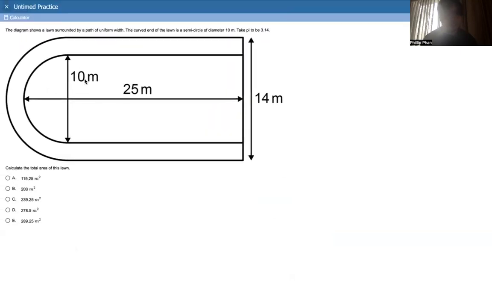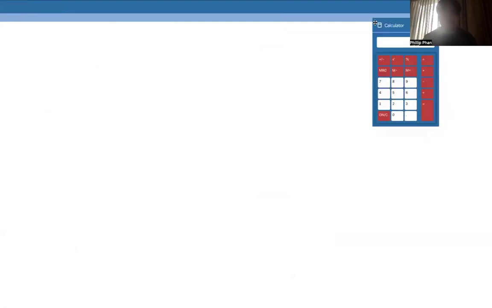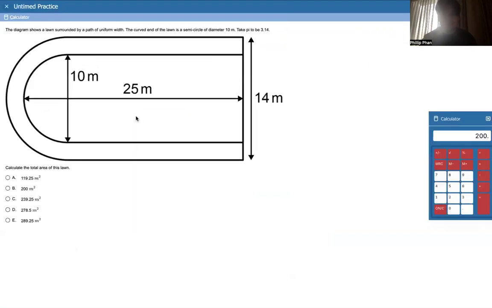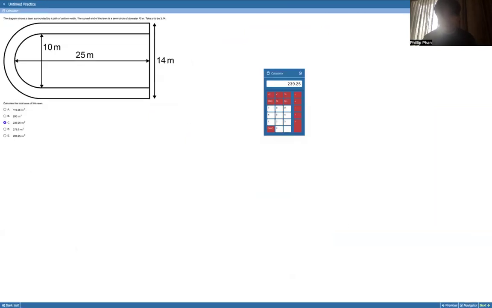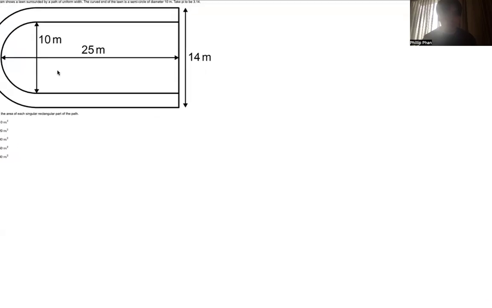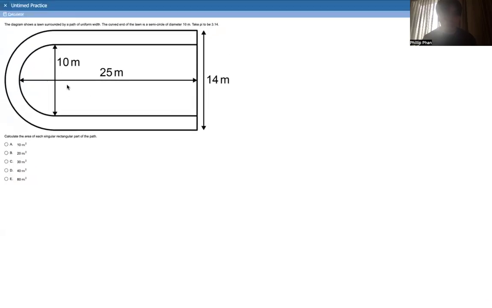Calculate the total area of the lawn. Okay, so we know that this is 20, this is 200. 200 plus 39.25, which is going to be this one, C, because we know that the area from before is 39.25.